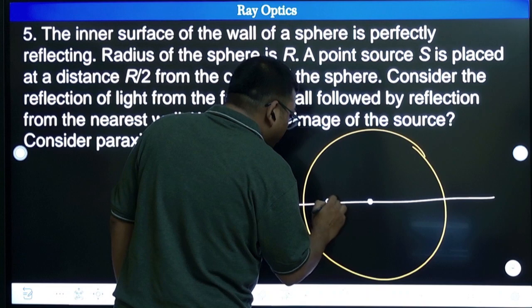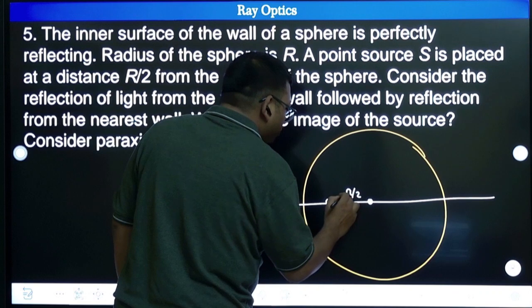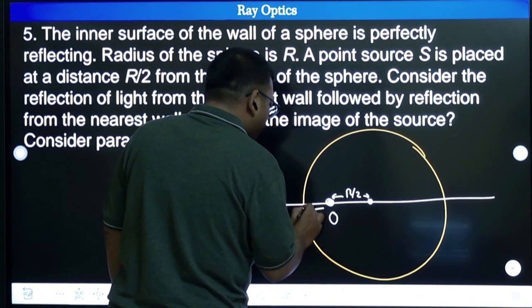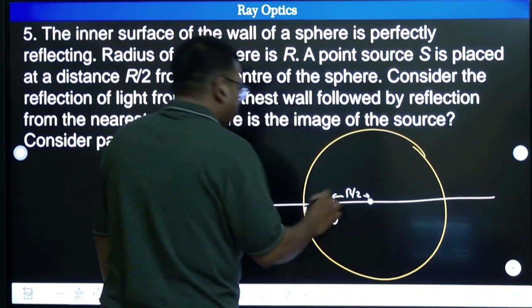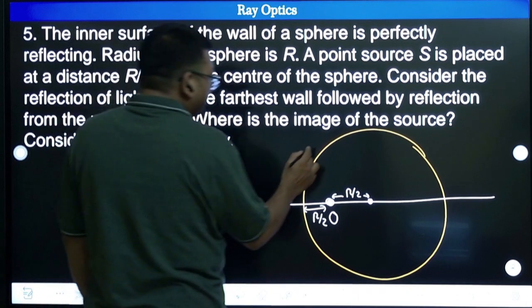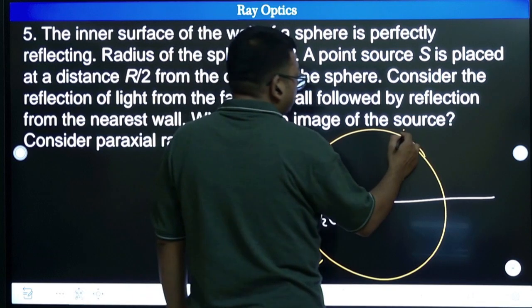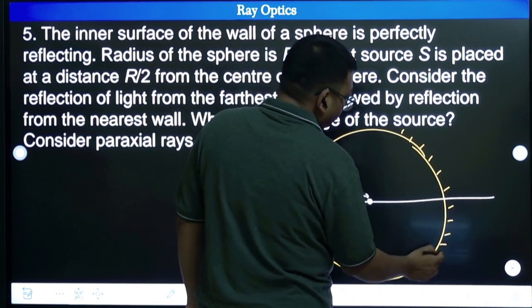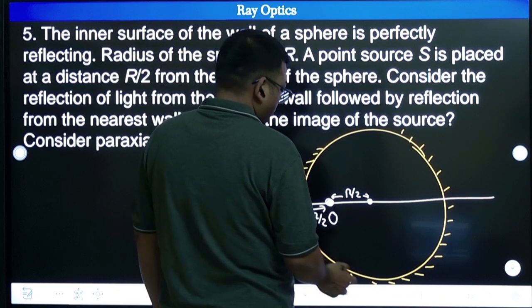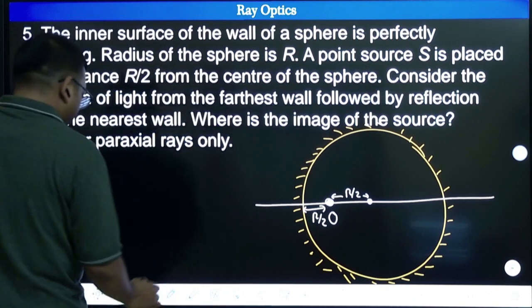So suppose I keep an object here. This is the object. This is at a distance of r by 2 from this side, so this side is also r by 2. Here they are considering that the inner surface is reflecting, which means the outer surface is painted completely. That means it's going to be a concave mirror.